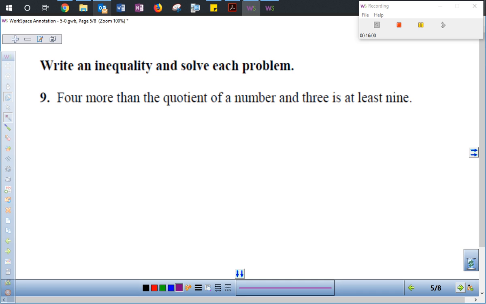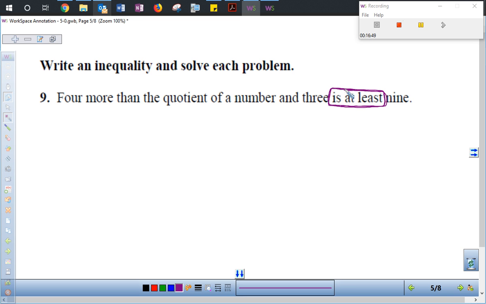Now the term or the phrase that's going to represent the inequality symbol is always going to follow the word is. So if I read it again, 4 more than the quotient of a number in 3 is at least 9. So here's the word is, and it's followed by at least. Let's put a box around that phrase right there. That phrase right there represents my inequality symbol. Now we have to figure out what symbol they want.